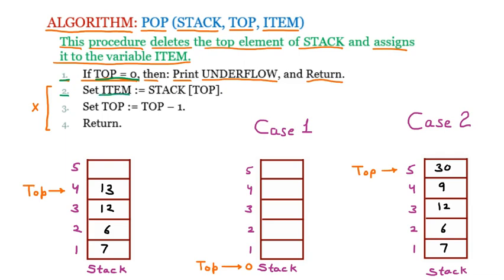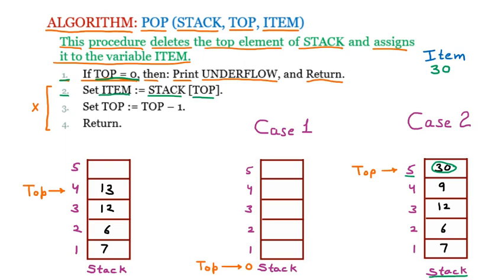Set item is equal to stack top. Stack top means this one is the stack and this one is the top. That means 30. So 30 will be assigned to the item. Item is a variable which we have taken for storage. So item is 30. That means the item which we have deleted is 30.